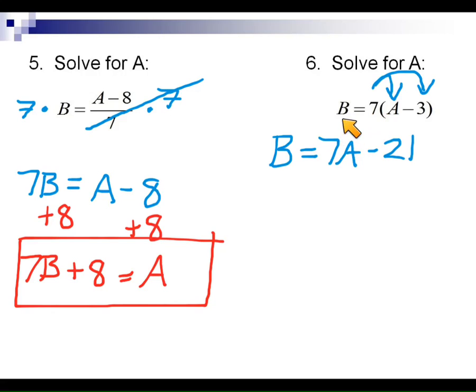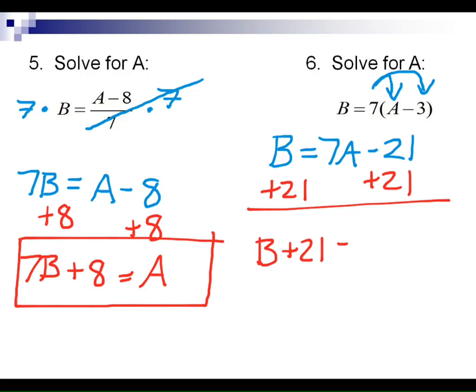7 times a is 7a. 7 times negative 3 is negative 21. At this point, it looks a lot like problems we were solving before. Trying to get a by itself, so what's the next thing I need to undo here? Right, I need to undo that subtraction of 21, so I will add 21 to both sides of the equal sign. I get b plus 21. Again, I can't add those because they're not like terms, so I'll just leave it as that. Equals 7a.